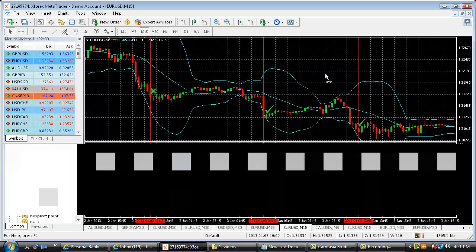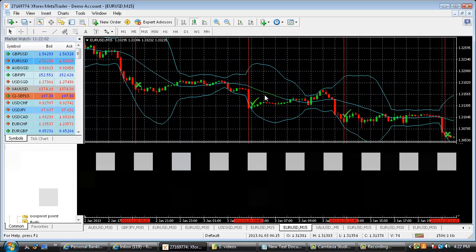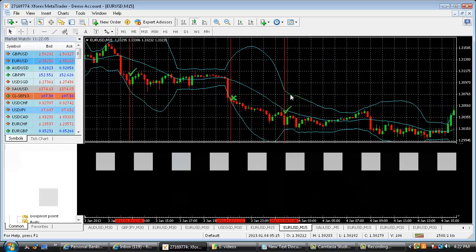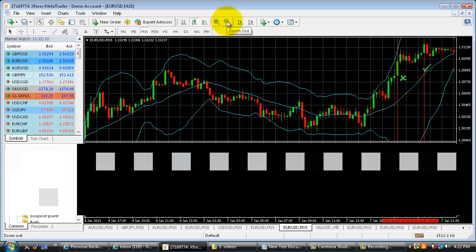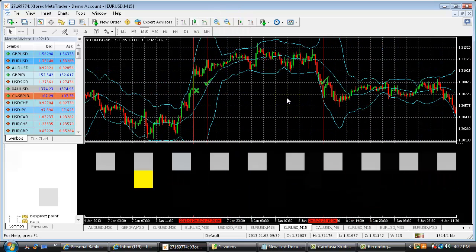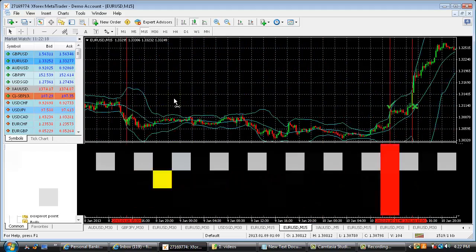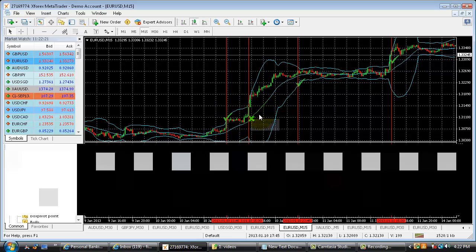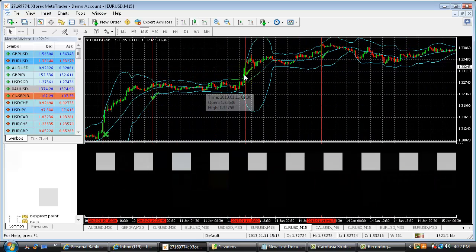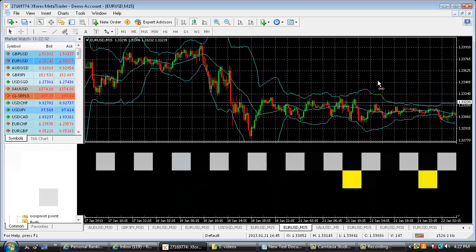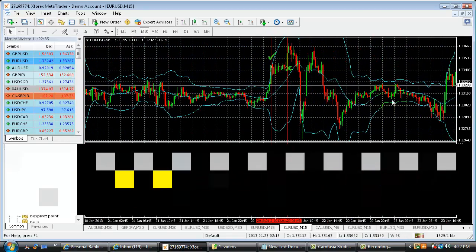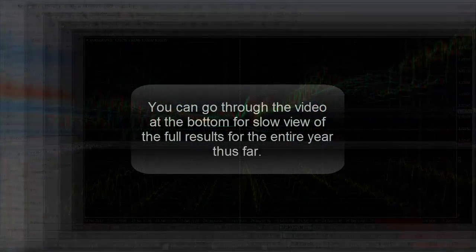Let's go along faster. This is a win. This is a win. Loss. Win. Let me zoom out so you can see it more compact. Lose, win, win, win, lose, win, win, win, win, win, loss.